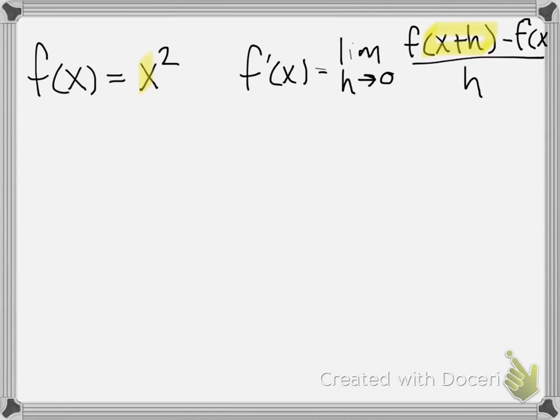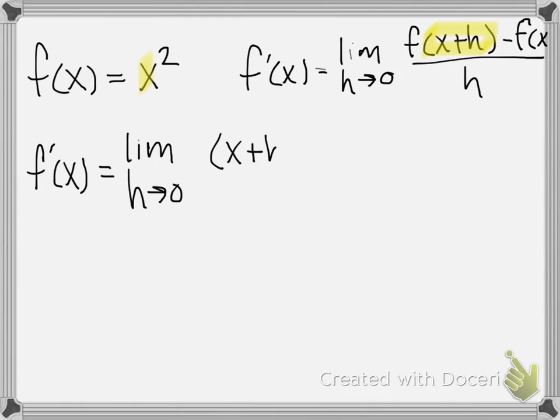So like I said, wherever we see our x plus h and our x, we're just going to substitute that in. So we can write f prime of x is equal to the limit as h goes to 0 of x plus h squared, since that's just getting filled in for our x right here, minus our f of x, which was just x squared, all over h.